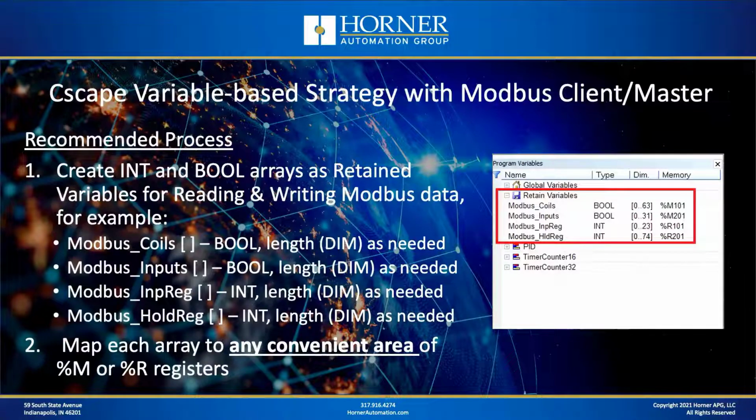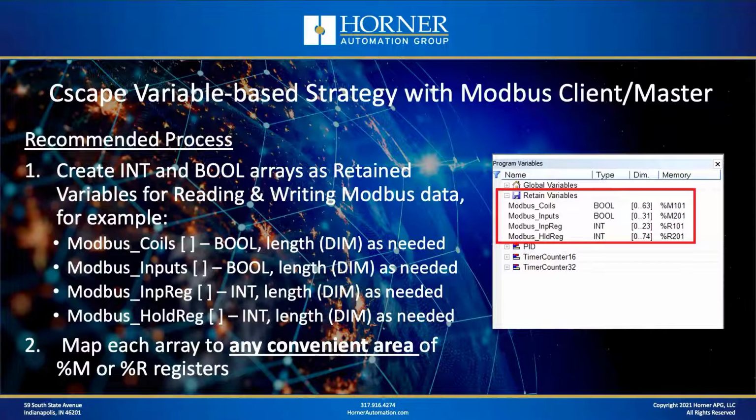some reasonable number. And then similarly, if you were going to be reading input bits, you would create an array called Modbus_inputs or something similar. If you're talking about input registers, you'd want an array for input registers. If you're talking about holding registers, which you almost certainly will have, that's the most common type, then you would create an array called Modbus holding registers again, or something similar. And coils and inputs are Boolean types. Input registers and holding registers are integer types.